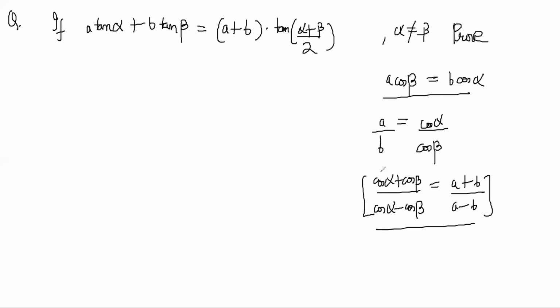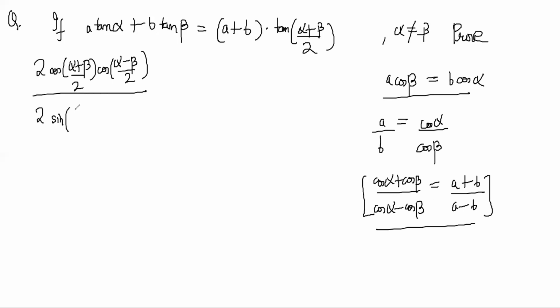Let's think about proving this. So in this, let's simplify the LHS. LHS will be 2 cos (alpha plus beta) by 2 cos (alpha minus beta) by 2, and RHS will be 2 sine (alpha plus beta) by 2 into sine (beta minus alpha) by 2, right? So this becomes cos (alpha plus beta) by 2. So here there is an alpha minus beta on top, and here also there is an alpha minus beta on top, right?